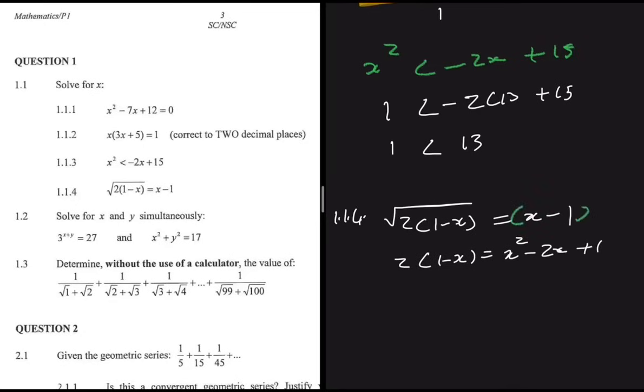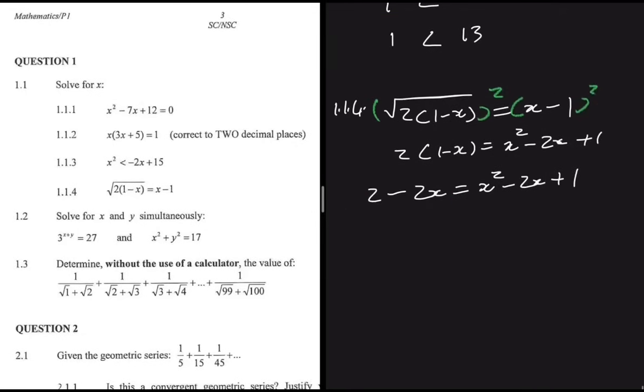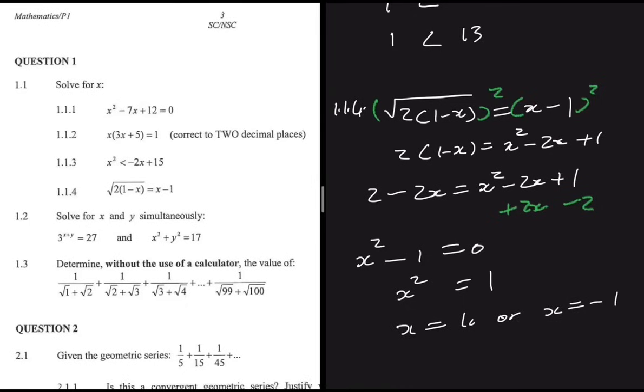right? So we squared here, and then on the left hand side, we're going to get 2 minus 2x being equal to x squared minus 2x plus 1. Right, so if we take minus 2x to the right hand side, it is going to be plus 2x, right? And then if we take 2 to the right hand side, it's going to be minus 2, right? And then ultimately, we're going to get x squared minus 1 being equal to 0. So x squared is equal to 1. So x is equal to 1, or x is equal to minus 1, right?